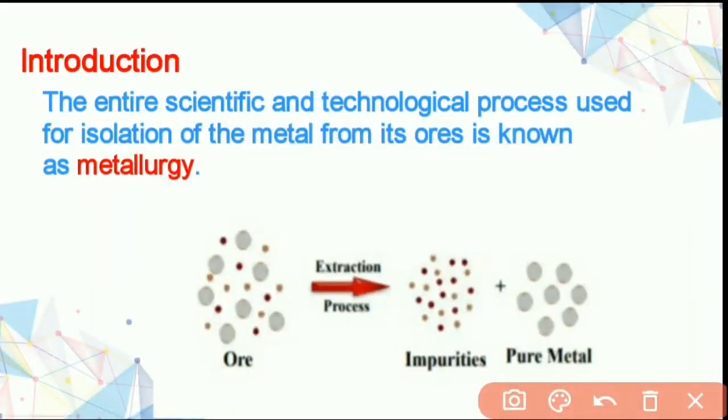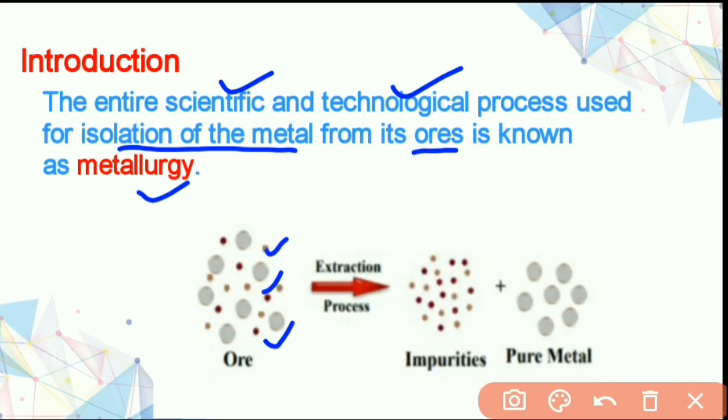Introduction of metallurgy. The entire scientific and technological process used for isolation of metal from its ore is known as metallurgy. In this picture, the ore is present with earthly impurities like soil and sand, and by the scientific and technological process, we are able to remove the impurities and obtain pure metal. So the entire scientific and technological process used for the isolation of pure metal is called metallurgy.